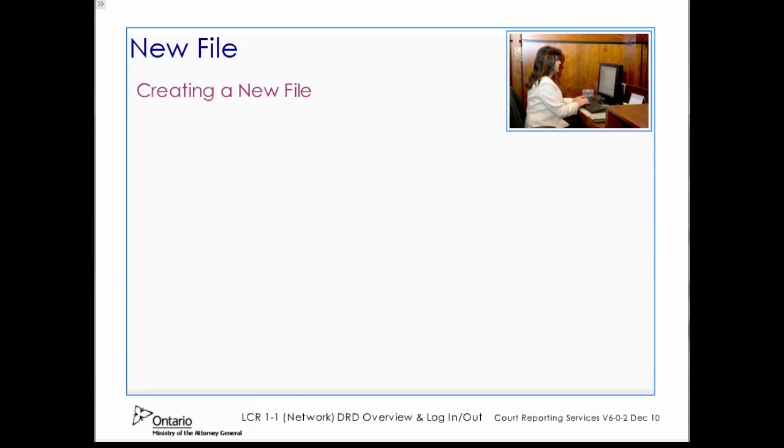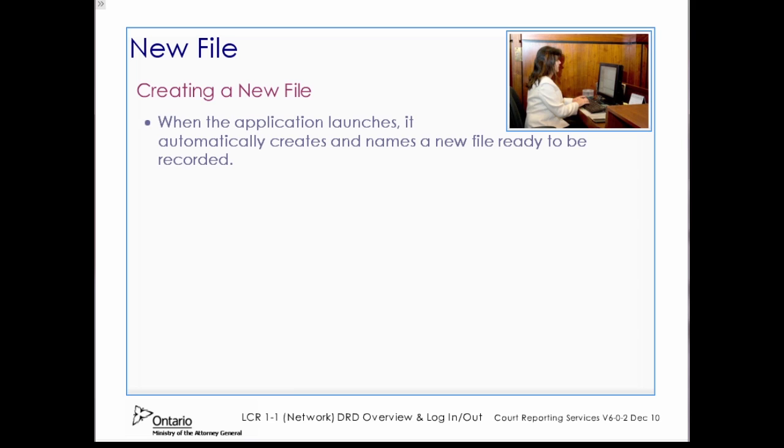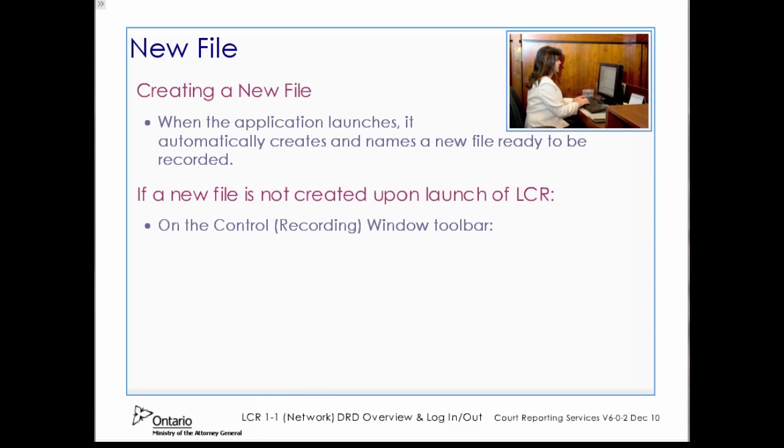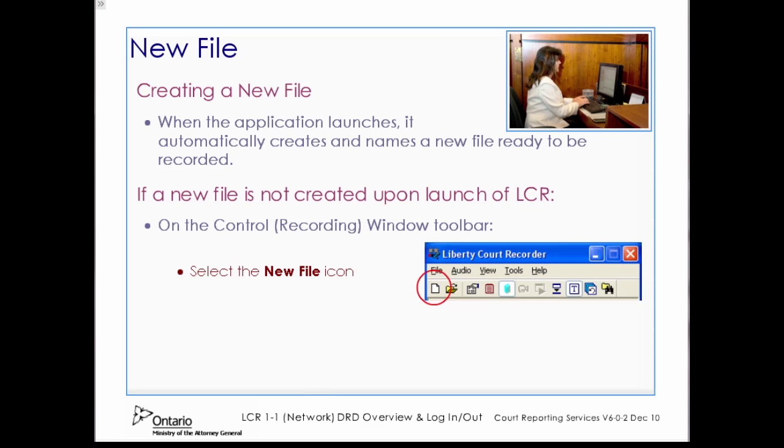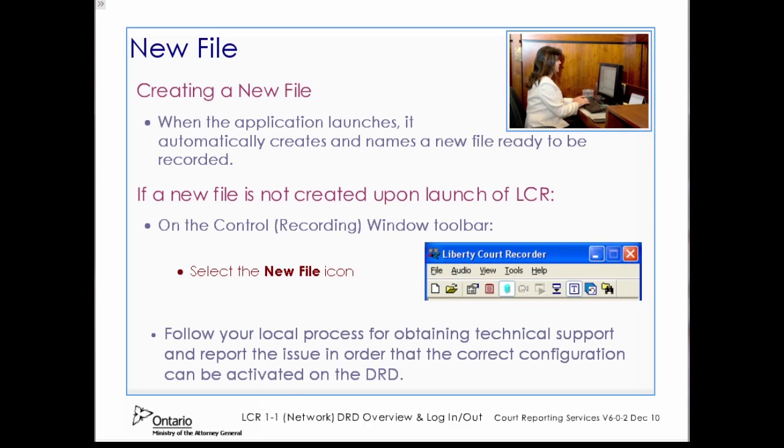Creating a new file. When the application launches, it automatically creates and names a new file ready to be recorded. If a new file is not created upon launch of Liberty Court Recorder, on the Control or Recording window toolbar, click on the New File icon. Follow your local process for obtaining technical support and report the issue in order that the correct configuration can be activated on the DRD.